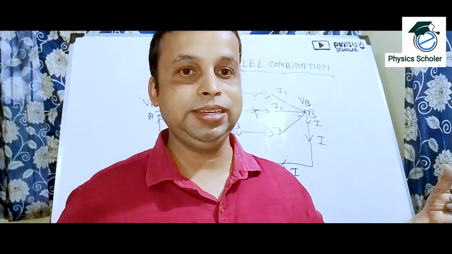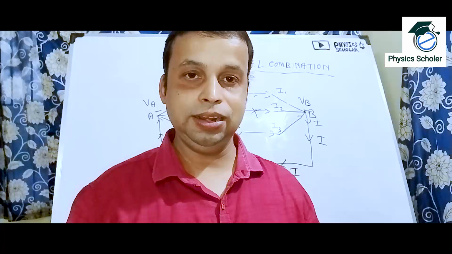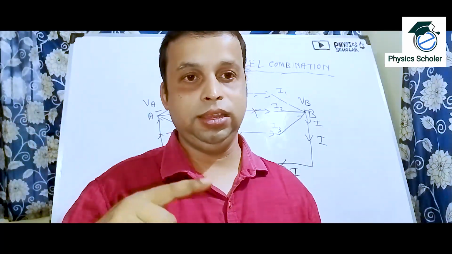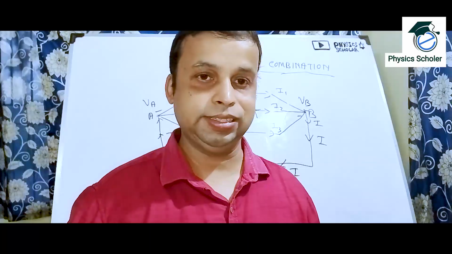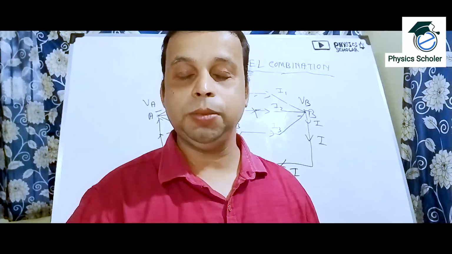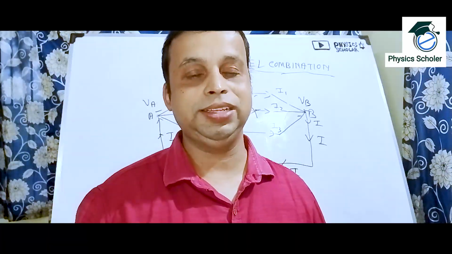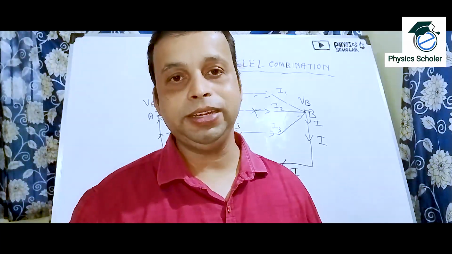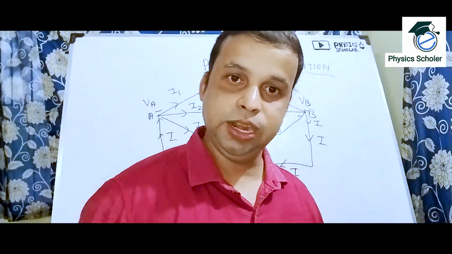In case of the series, but in case of parallel, suppose 100 bulbs are connected, all will glow with full brightness if they get the sufficient or desired amount of voltage, and the voltage will be the same for all. Clear? So these are the advantages of parallel circuit. Clear to all of you?